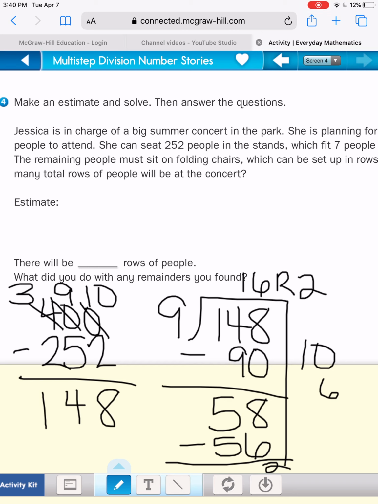So let's talk about this. 16 remainder 2 would be 16 full rows of people, but 2 people would not have a seat. So in this case, when we think about the remainders, we would need to round up to a 17th row. The reason why is because if I only had 16 rows set up, 2 people would have to stand. So we would have to add an additional row, even though it's not going to be full, for those 2 people. So there will be 17 rows of people. And we rounded up with the remainders.